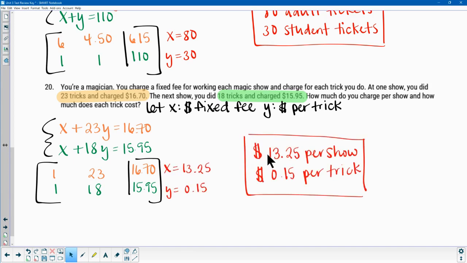So their fixed fee was $13.25, and they charged 15 cents per trick.